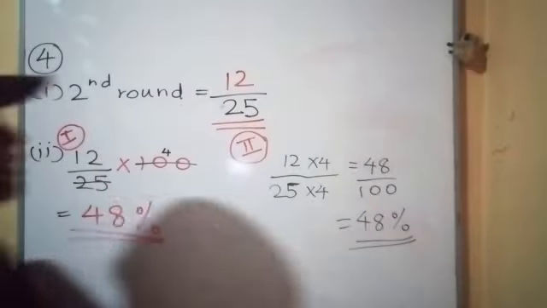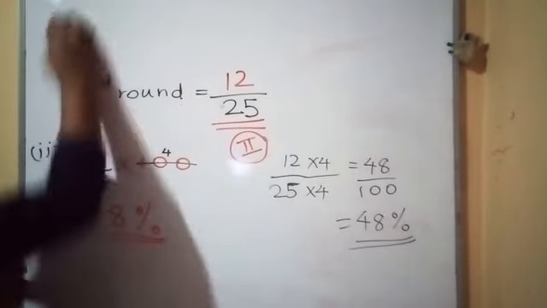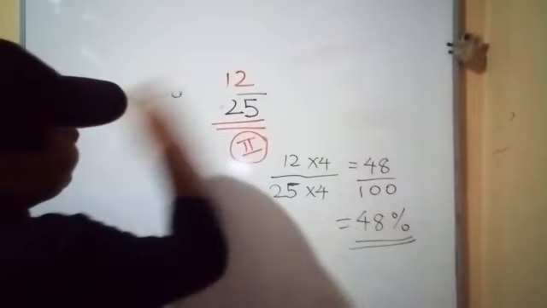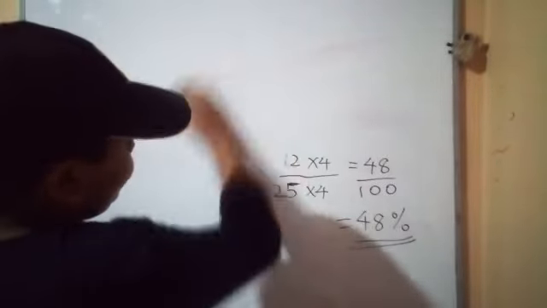Questions 3 and 4 are very easy, small questions, not like the first and second. Third and fourth are very easy. We did them very quickly. So let's move to the fifth question.